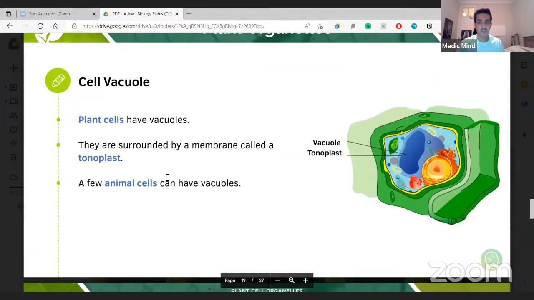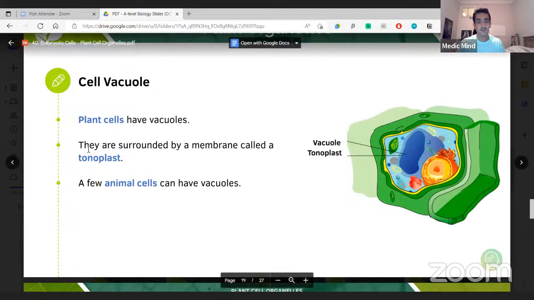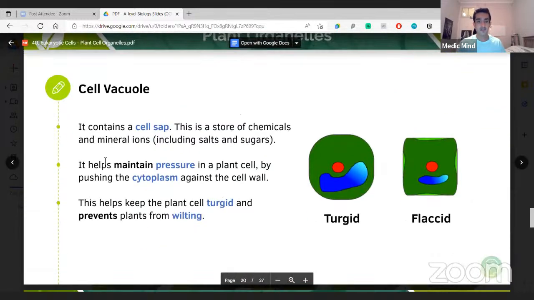And then the last thing is the large permanent vacuole. So again, plant cells have large permanent vacuoles, which are surrounded by a membrane called a tonoplast. And this contains, it's kind of like a sponge, is the way I would think about it.